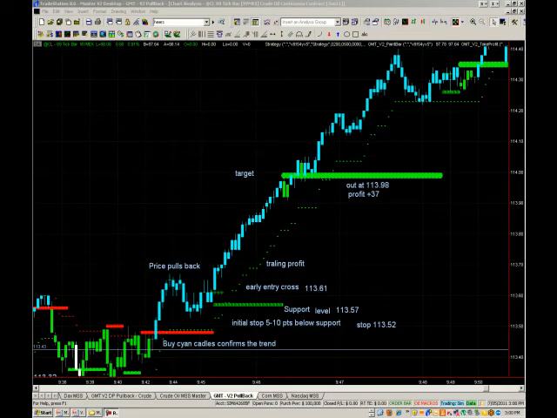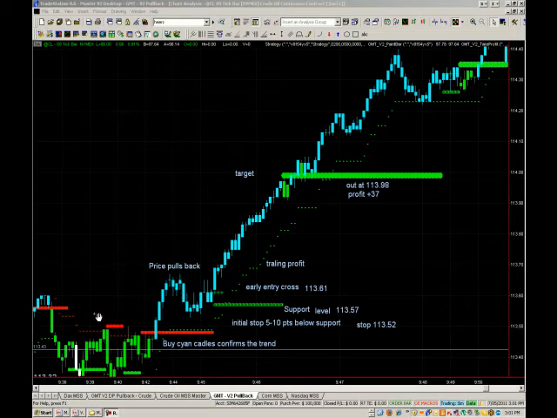Just thought I'd take you through the V2 pullback buy setup. So we're going to walk you through the charts here and we'll have a little bit of a look at how we get into the trade, what happens prior to the trade setting up, and then how we manage the trade and get it to its target. So let's go through the process here.